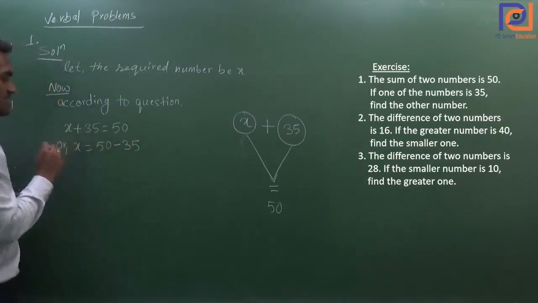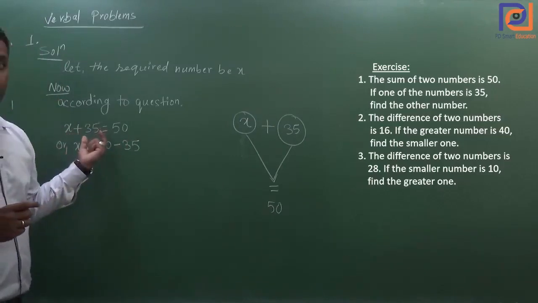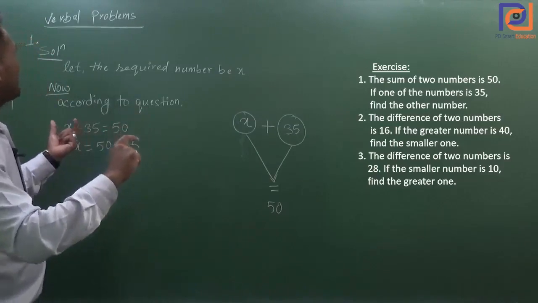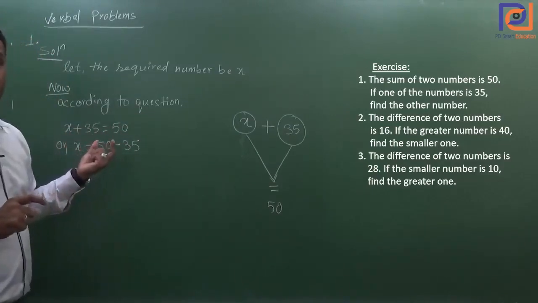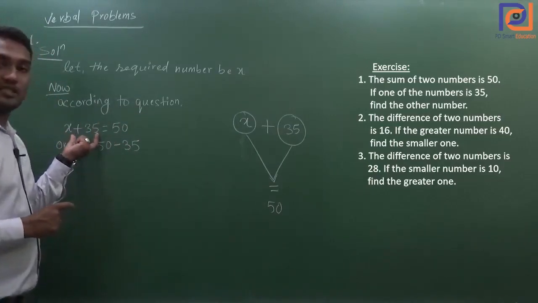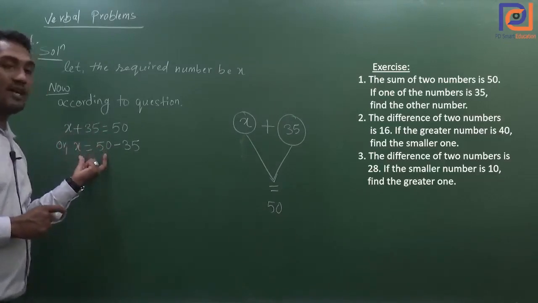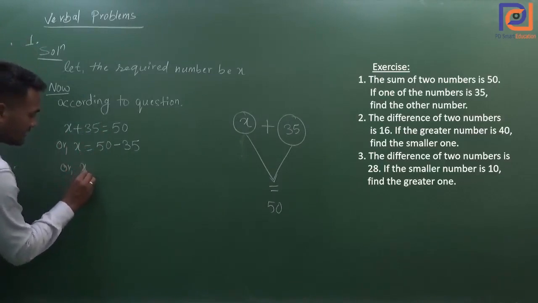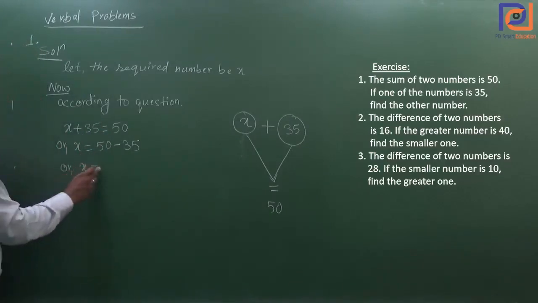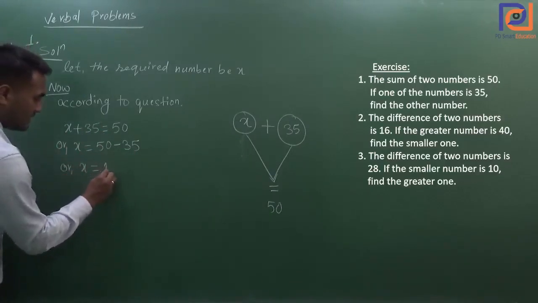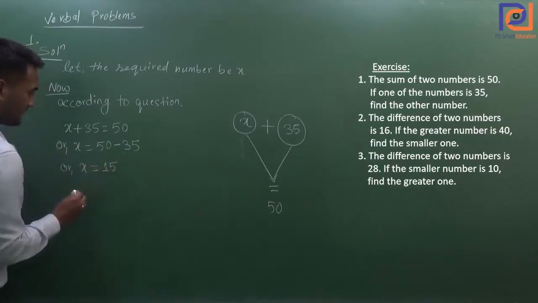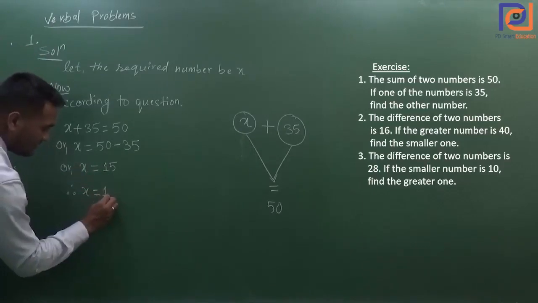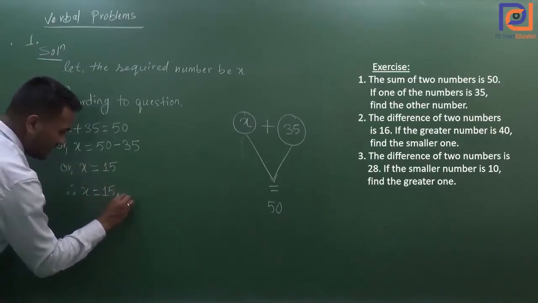We have already done this type of problem. Here we are changing that verbal problem, which is given in words, into statement form, and only then will you find the value. So what will be the value of x? 50 minus 35 is 15. Therefore, the value of x is 15. See, this is your answer.